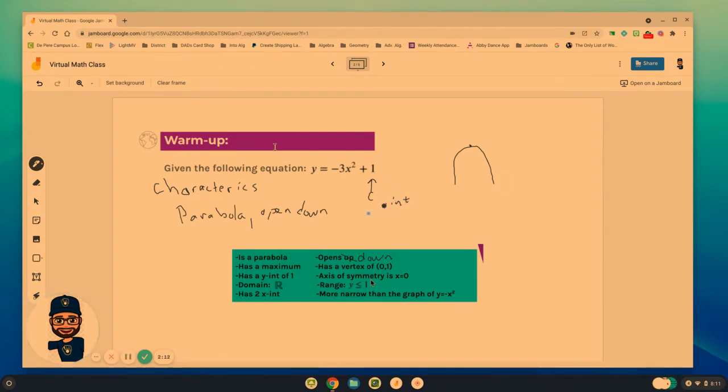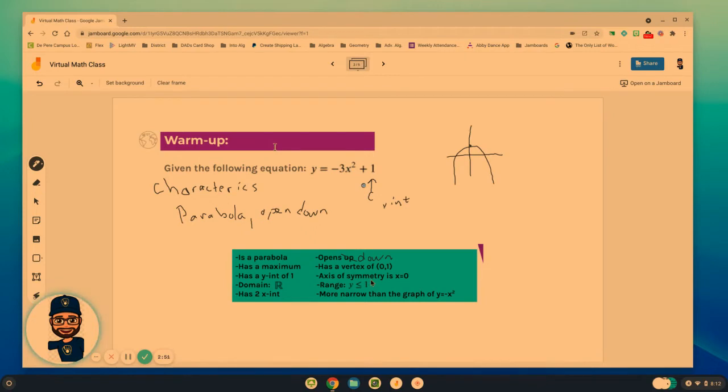Because we know the vertex is at (0, 1), we also know the axis of symmetry is x equals 0. We know the domain left to right is all real numbers. We know the range here has to be less than the vertex, less than that y-intercept. We know that it's going to have 2 x-intercepts, right? If the y-intercept is up there at 1, that means it's going to cross the x-axis twice. And it's a little bit narrower than our normal graph of y equals negative x squared. So those are all things that we talked about previously in other chapters related to quadratics and parabolas.